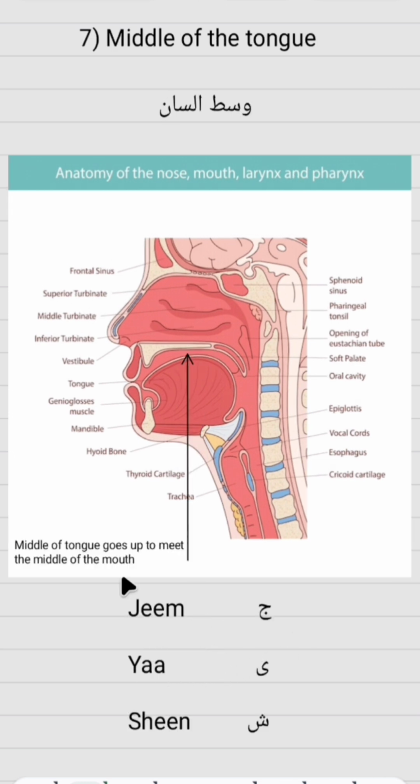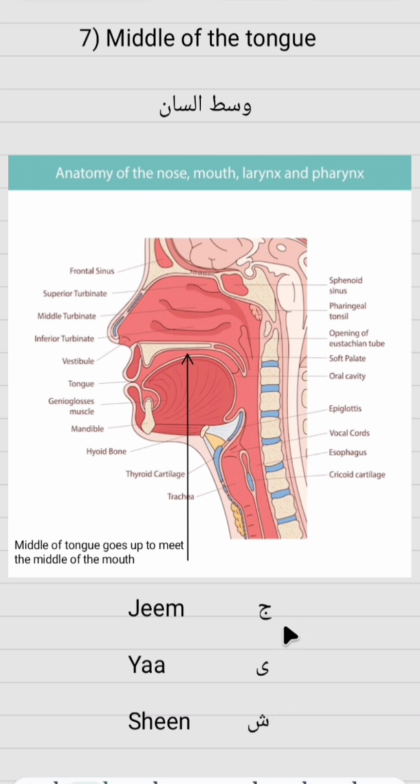Now, as you can see, we're moving closer towards the front of the mouth with these pronunciations. So we've dealt with the throat, we've dealt with the back of the tongue. Now we're going to be dealing with the middle of the tongue, wastul lisan. So there are three letters that come from the middle of the tongue. The three letters are jim, ya, and shin. Now, each of these letters have a special pronunciation with regards to the middle of the tongue. So let's look at jim firstly.